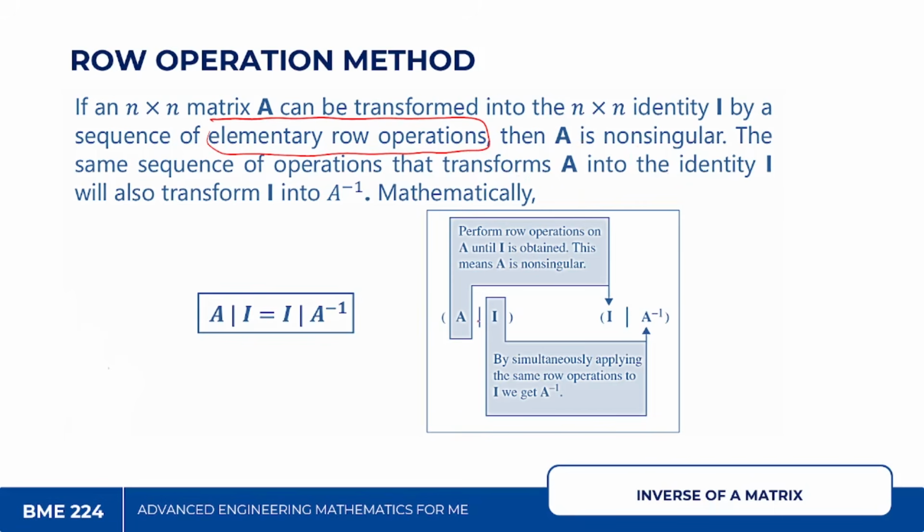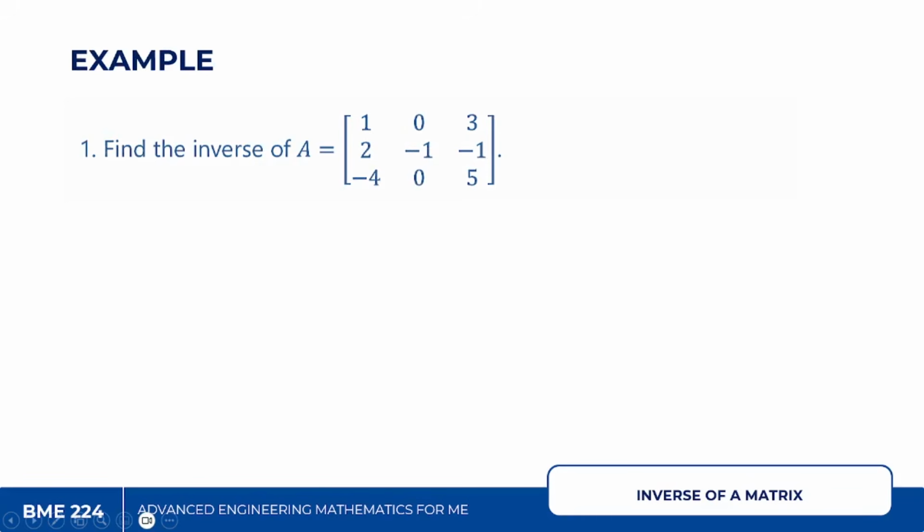And mathematically speaking, if you have here your matrix A, perform row operations on matrix A until your identity is obtained, then this means A is non-singular. Okay? And then by simultaneously applying the same row operations to your identity, you will get the inverse of that matrix A. So, it's a bit difficult to understand, no? But with this example, we will understand the concept.